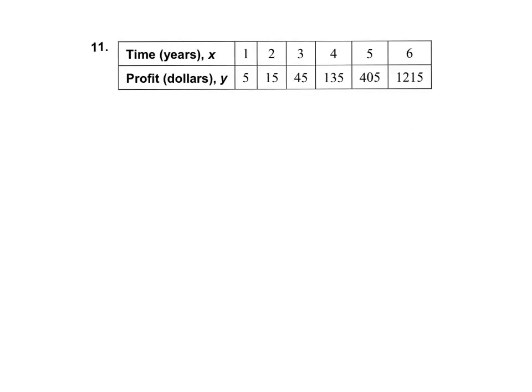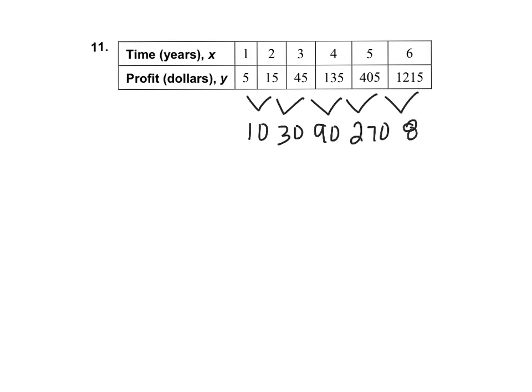On number 11, we can do the same thing. We don't have to do the x's because we can see that they're all incrementing by 1. But on the y's, we have a change of 10, then a change of 30, then a change of 90, then a change of 270, then a change of 810.